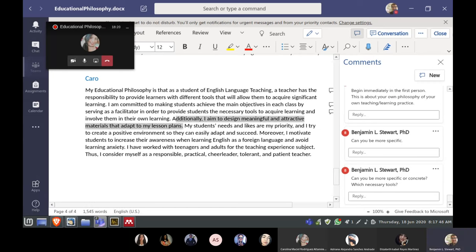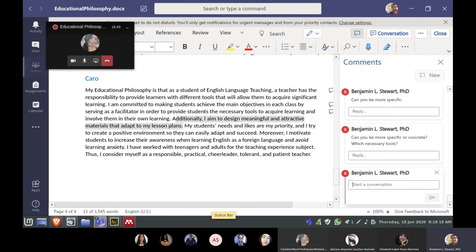All right, so here's another one. You have some really good ideas here, like adapting material. I aim to design meaningful materials that adapt to the lesson plans, okay? Maybe think about how would you adapt a material for a particular learning outcome? Think of it like that. Because the lesson plans are designed to produce outcomes, learning outcomes. So if you can express or articulate the learning outcomes, how do the materials, and are you referring to technologies? Are you referring to games?